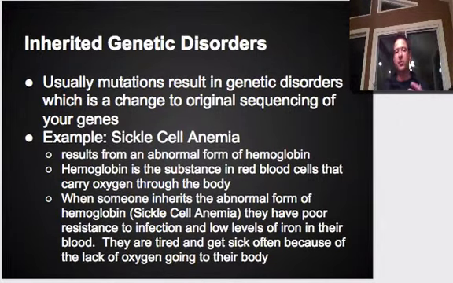So what's going to happen when you have these symptoms within your body is you're going to feel tired, and you're going to get sick easily as you don't have the immunity, and that's because there's a lack of oxygen in your body repairing your systems. So that's an example of an inherited genetic disorder.